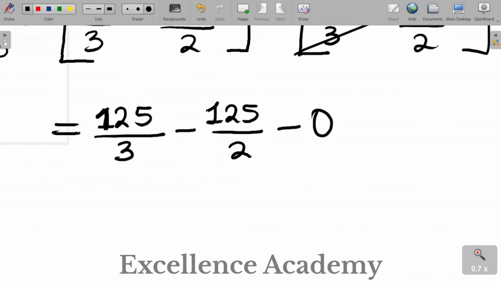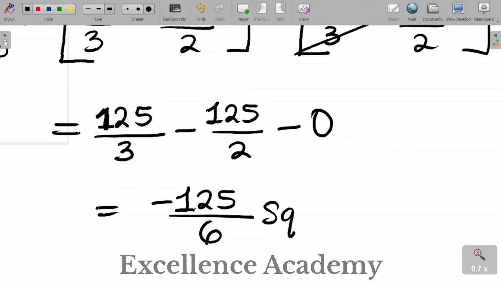Use your calculator there. Punch 125 divided by 3 minus 125 divided by 2, and that will give you about minus 20. This is equal to negative 125 all over 6. All right, that's my answer.